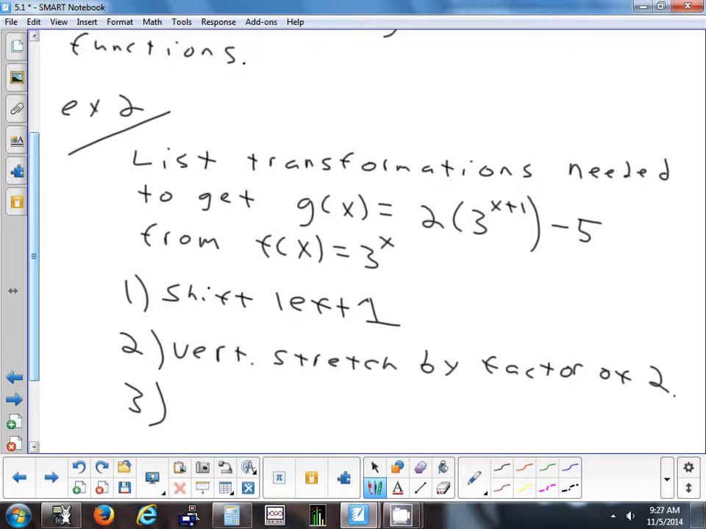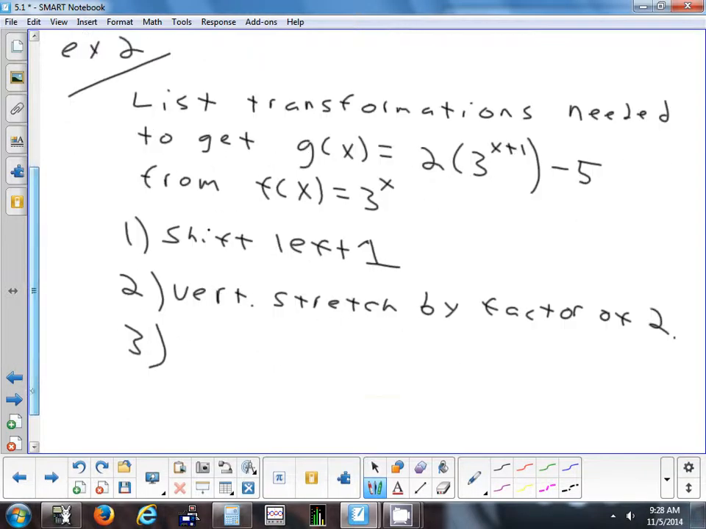And lastly, the third thing is that minus 5 at the end. What's the minus 5 going to do? Sylvia? Doesn't it shift down? Yep, shift down 5. Those are the 3 transformations you'd have to do to f of x to get g of x. That's it. Any questions on the transformations?